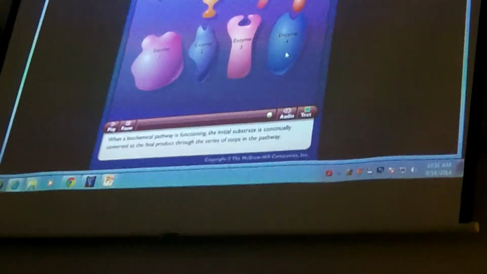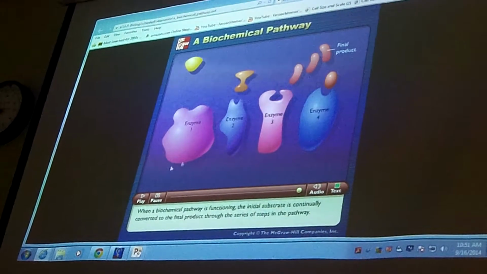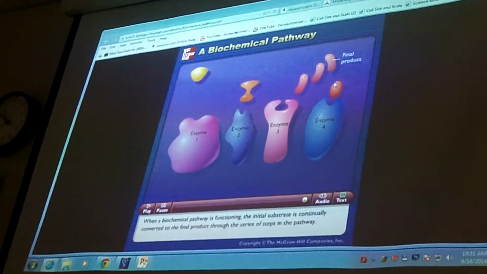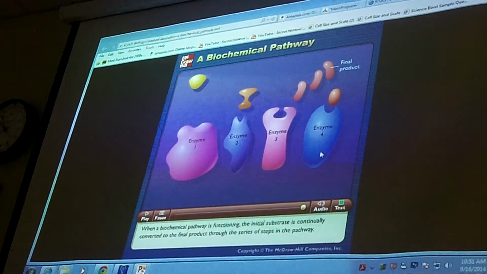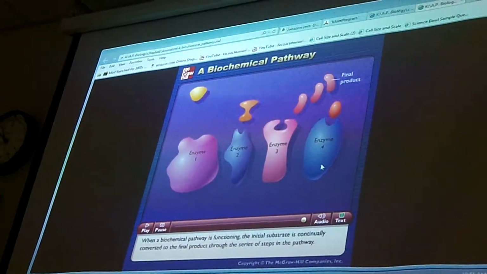The first sac has one enzyme, and the second sac has a second enzyme, and the third sac has a third enzyme, and the fourth sac has a fourth enzyme. And after you go through all those stacks, you have a final product.